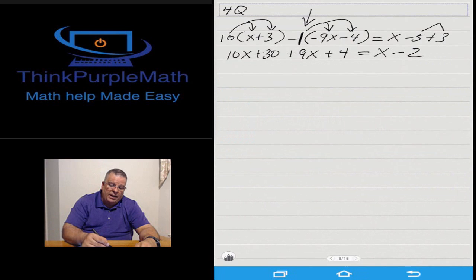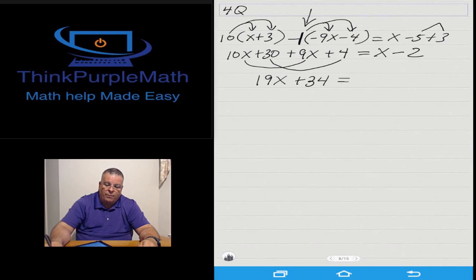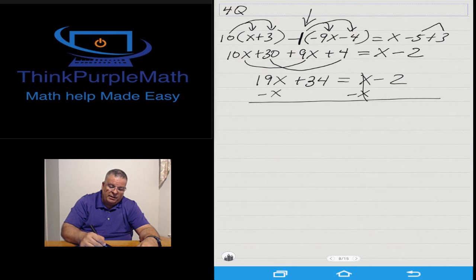Now on the left, we're going to combine like terms. We're going to get 19x, and the 30 and the 4 are combined, and it's called 34, and x minus 2. Okay, we're getting closer, one step at a time. Next thing I'm going to do is subtract x on both sides. You may want to do a different step, and that's perfectly fine, as long as you get there.